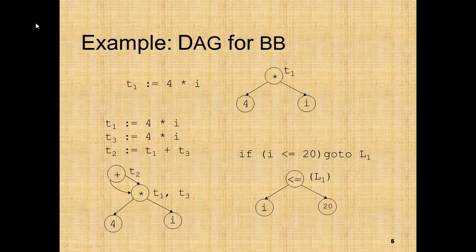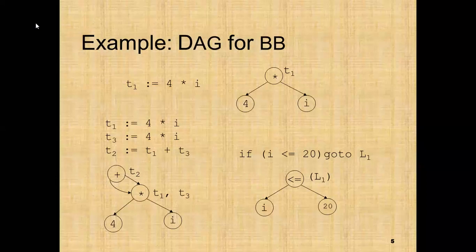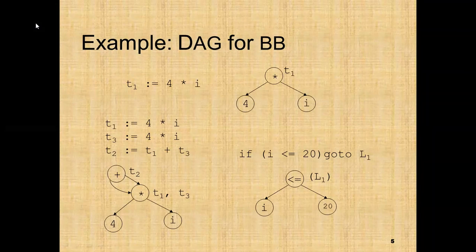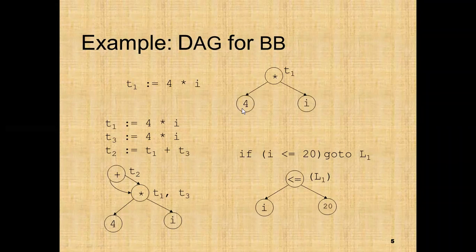So now we can check the DAG for T1 = 4 * i. Please mute yourself. T1 = 4 * i is one of the statements. It is the basic example for the directed acyclic graph, so please try to understand this: T1 is equal to 4 * i.